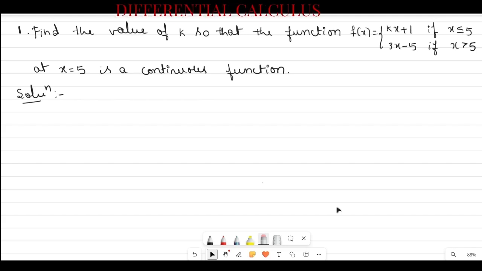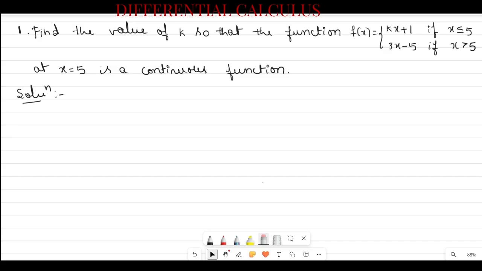Hello everybody. Today I am discussing the exam essentials, very important for the board exam. The two questions which come under calculus, differential calculus, are for 4 marks. So see the question which is displayed on the board.